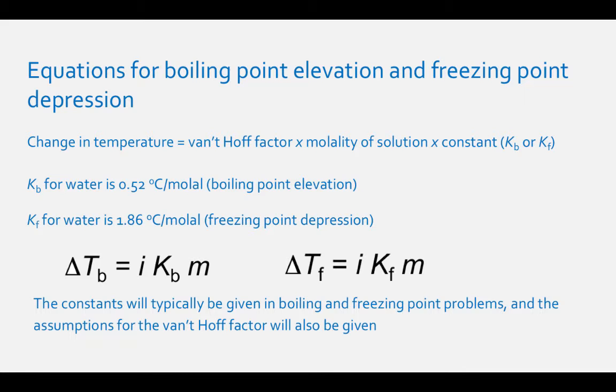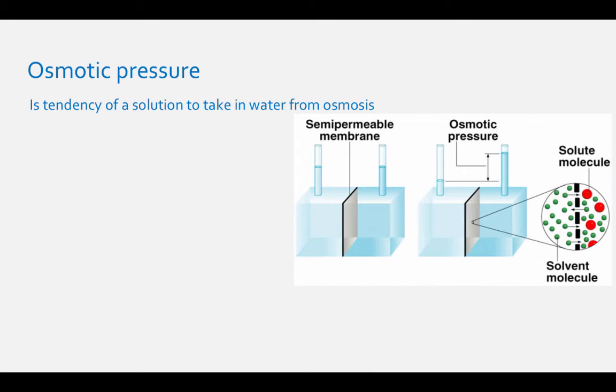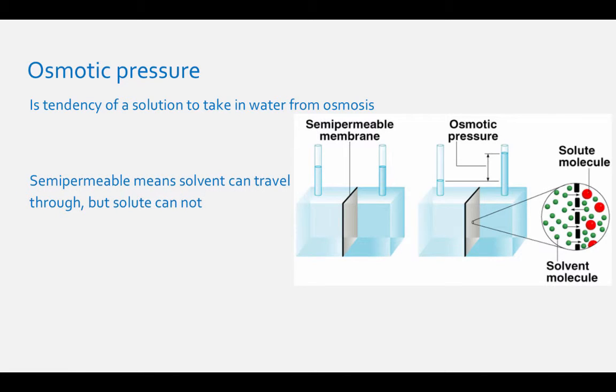The last colligative property to cover is osmotic pressure. Osmotic pressure is defined as the measure of the tendency of a solution to take in water by osmosis. Osmosis is best illustrated by considering a semi-permeable membrane separating a solution from the pure solvent, such as in the following drawing. Semi-permeable means that the solvent can travel through the membrane, but the solute particles cannot.